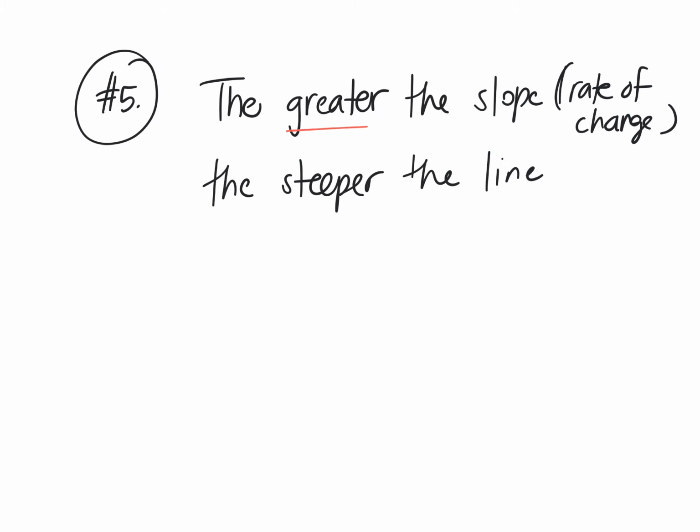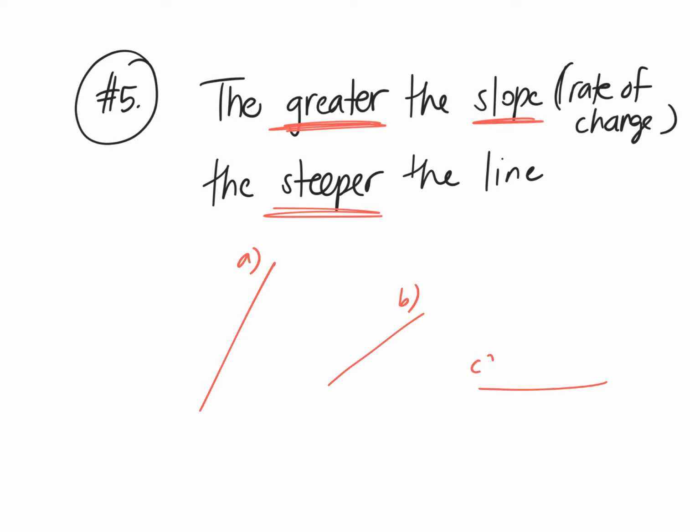Okay? So the greater the slope is, the steeper the line will be. So if I have 3 lines, let's say line 1, line 2, and line 3, which one's going to have the greatest slope? A, B, or C in my example? A. This is the steepest. This is the steepest line, right? Think about if you're going skiing. Would you want to go down line A or line B? I'm not good at skiing. I would want to go down line A.